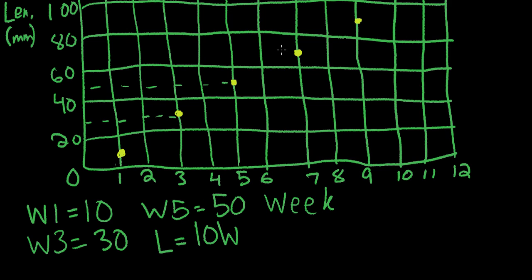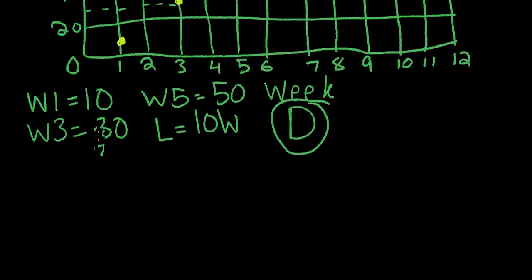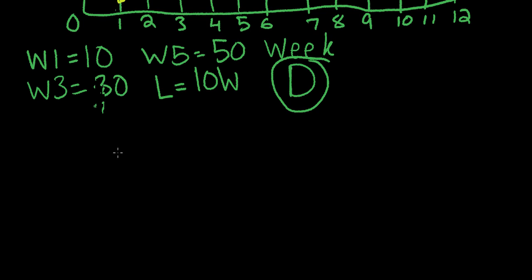We could keep on going. On week 7, it's approximately 70. On week 9, it's almost 90. So that's our equation, and that's choice D. So a very complicated graph for me to draw, and it took only 10 or 20 seconds to solve it. Okay, so let's not think about that.